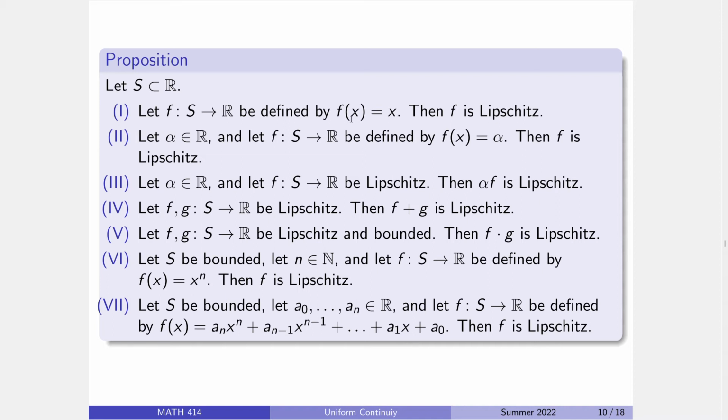So, first off, the identity function is Lipschitz. Constant functions are Lipschitz. Scaling a Lipschitz function keeps it Lipschitz. The sum of two Lipschitz functions is Lipschitz. The product is Lipschitz as long as my functions are bounded. x to the n is Lipschitz as long as the domain is bounded. And every polynomial is Lipschitz as long as the domain is bounded. That shouldn't be too surprising, as we've already seen x squared can betray us if the domain is not bounded. Note, you don't need closed, you just need bounded. Closed would just be gravy.